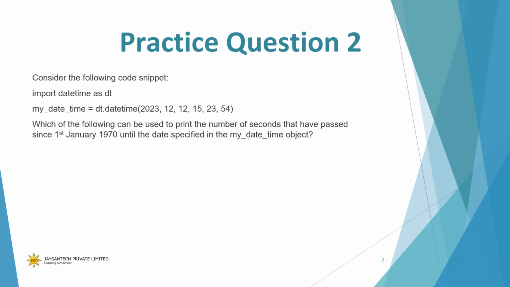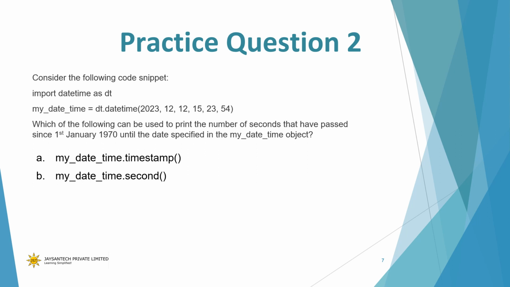The next question, consider the following code snippet. So here we are creating a datetime object, passing in the year, month, date, hour, minute and second. Which may be used to print the number of seconds that have passed since 1st January 1970 until the date specified in my datetime object? First option uses the timestamp method of the datetime object. Yes, this is correct, because the timestamp will return the number of seconds that have passed since 1st January 1970 until the date specified in that object.